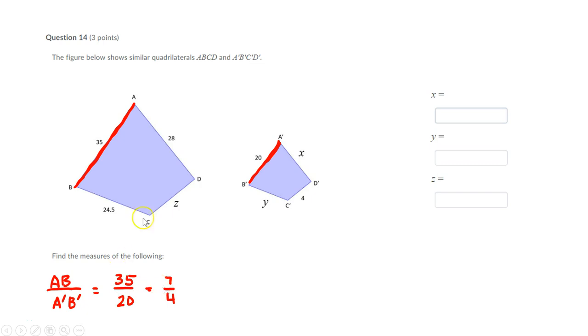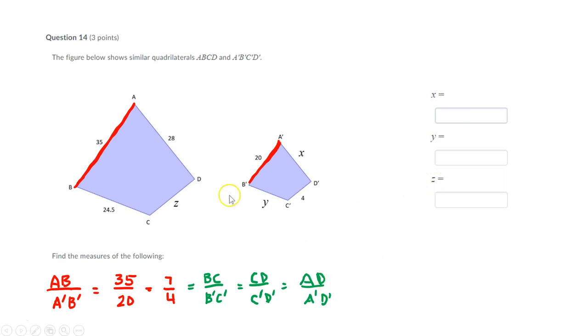This ratio should stay put, should be the same for all these other sides too. If I go from the bigger one to the smaller one, so BC over B prime C prime, CD over C prime D prime, and AD over A prime D prime should have this same 7 to 4 ratio. And that's what I'm going to use to help me out with this.